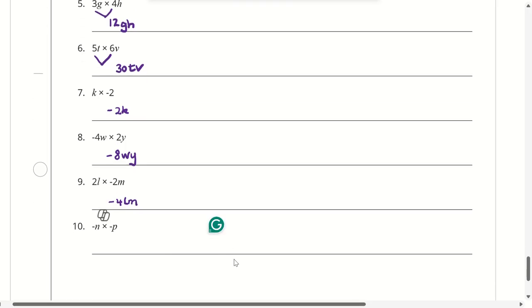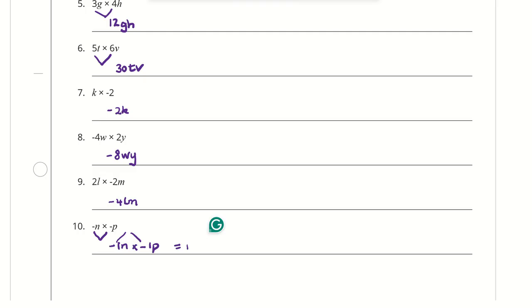And finally, minus n times minus p. Technically, there's a minus 1. Minus 1n times minus 1p. Negative 1 times negative 1 is positive 1. So that's just going to be np.